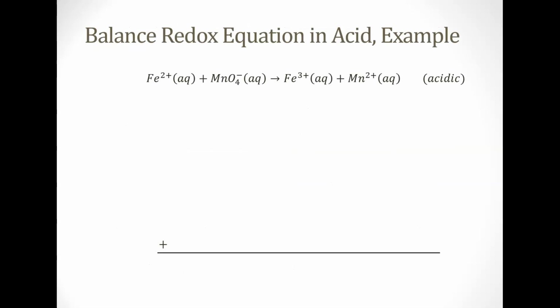We've been given an equation which we need to balance in acidic conditions. The first step is to split this equation into two half reactions. We can see that iron is being oxidized to iron 3. We can tell it's being oxidized because the oxidation number is going up. When the oxidation number goes up, the substance is being oxidized. Remember that when we are talking about substances being oxidized or reduced, we are only talking about reactants.